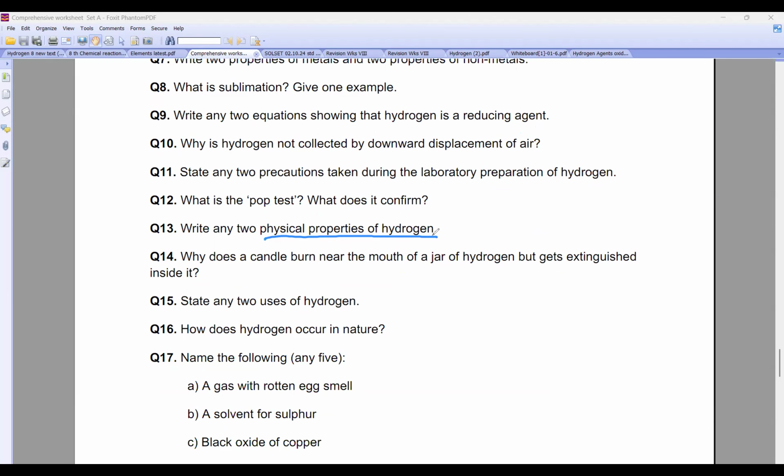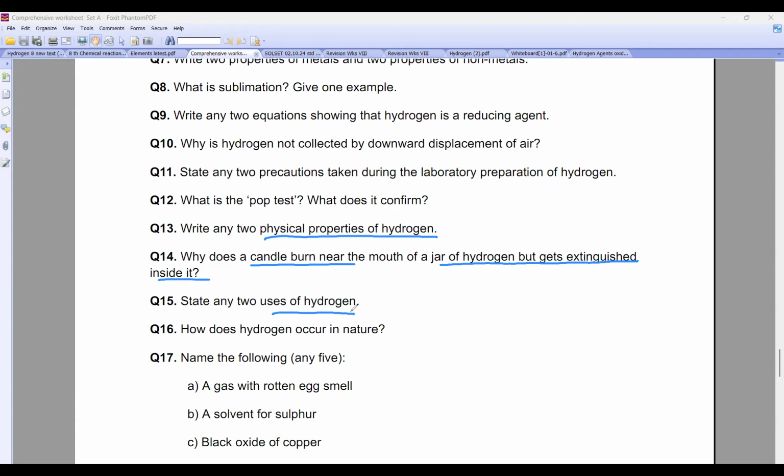Two physical properties of hydrogen: lightest gas, neutral, colourless, tasteless, odourless. Why does the candle burn near the mouth of the hydrogen jar but get extinguished inside it? Because hydrogen is combustible, but it does not support combustion.